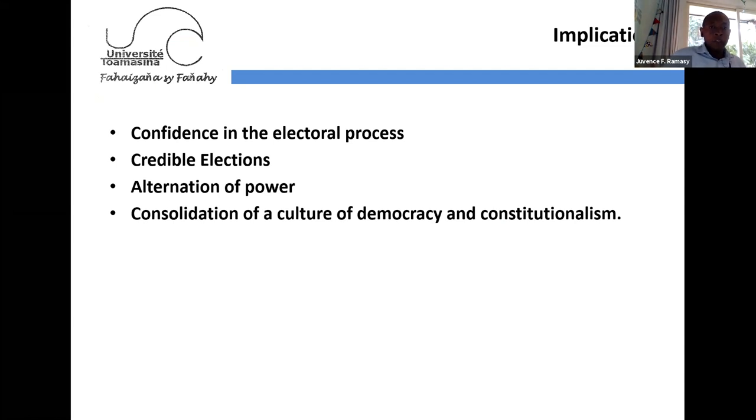So what were the main implications? It was important for all the political actors, but also for the citizens, to have confidence in the electoral process. It was also important for a credible election. As we have seen, there was an alternation of power in Madagascar, and the result of the election was accepted by all the main actors, despite some small disputes. Some actors did not accept the result at first, but then they accepted it. I think it was important for Madagascar, for the credibility of the election, and also for democracy. We can see a kind of consolidation of democracy and of the democratization process, and also of the culture of democracy and constitutionalism.